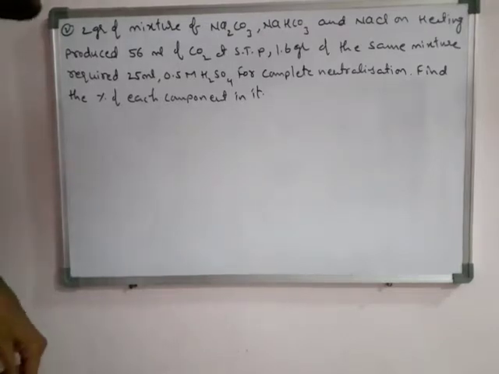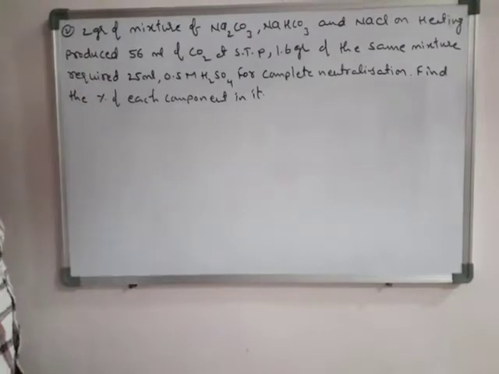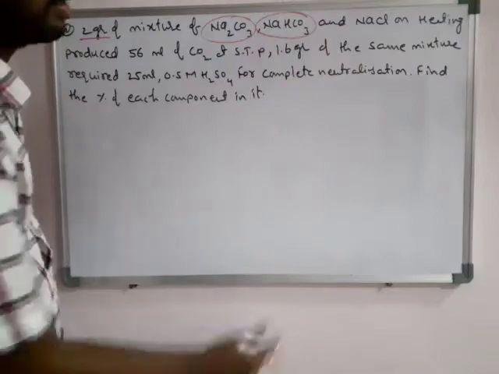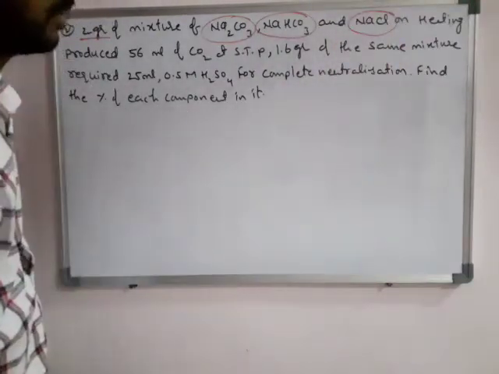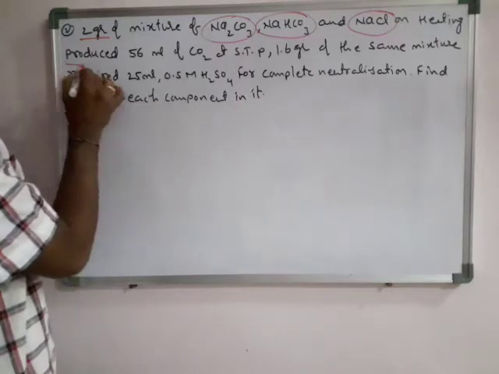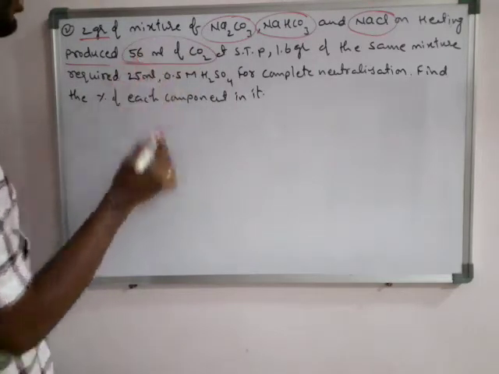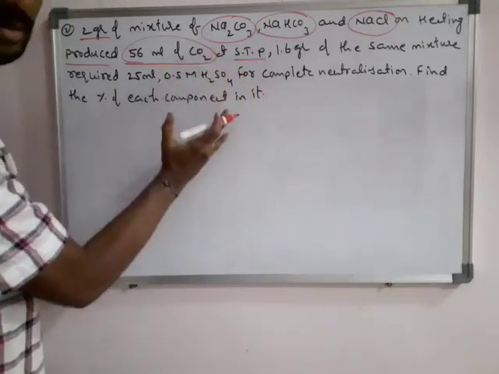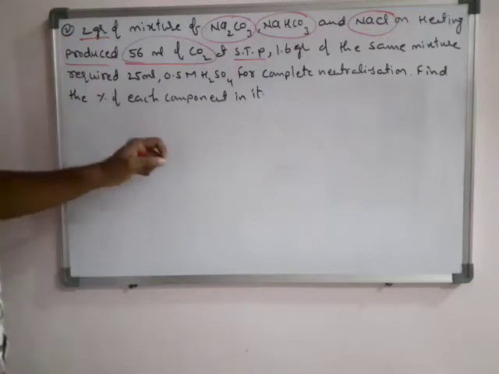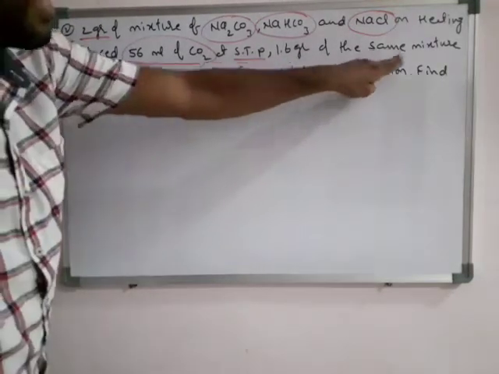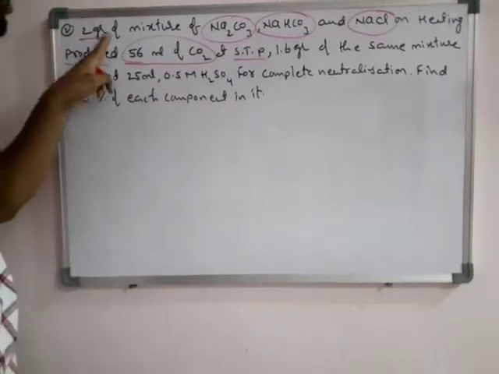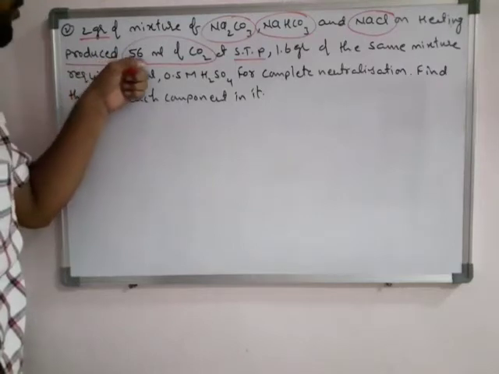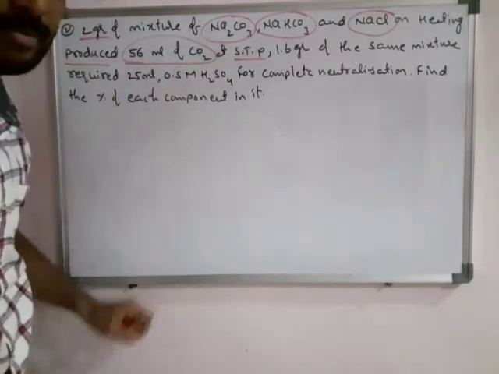Okay, see the next one. Here 2 grams of a mixture of sodium carbonate, sodium hydrogen carbonate and NaCl. The three are taken and heated, and they produce 56 milliliters of CO2 at STP. Okay, here it is an important one. This is the first step. Here 2 grams is taken and heated, and they get 56 milliliters of carbon dioxide at STP.